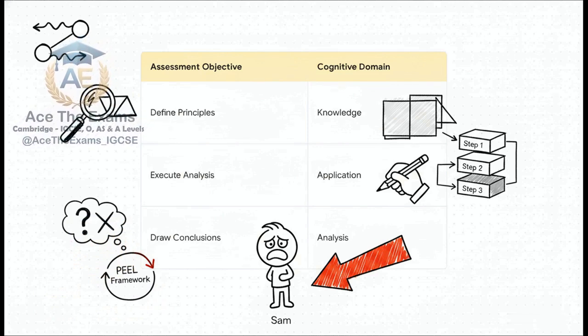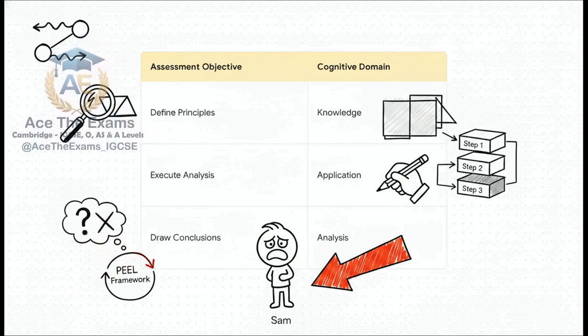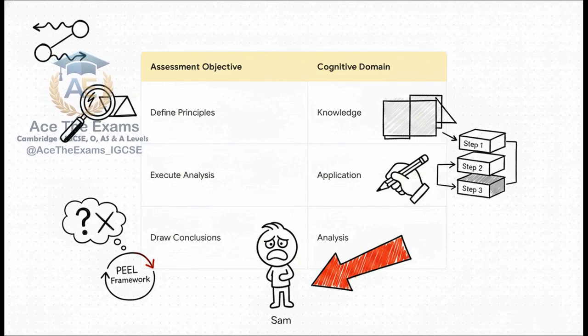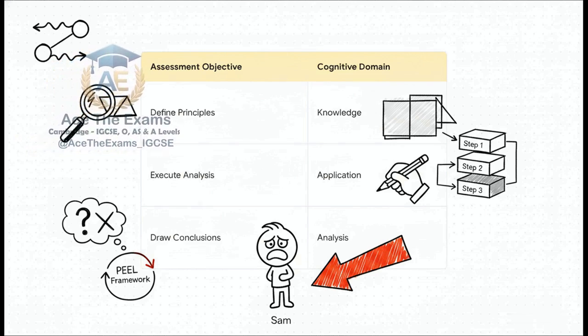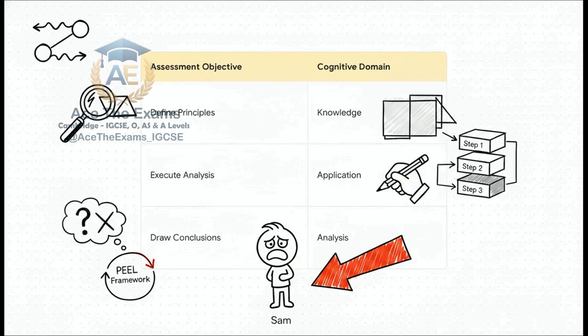And third, you draw conclusions. This is the analysis domain, and it's where Sam failed miserably. Sam failed because Sam rushed past the command words. If a command word says, "show that," you cannot just write the final answer. You must provide every single logical step in your mathematical argument.